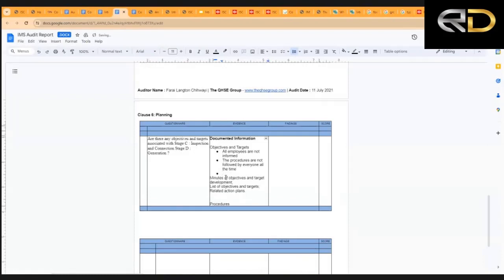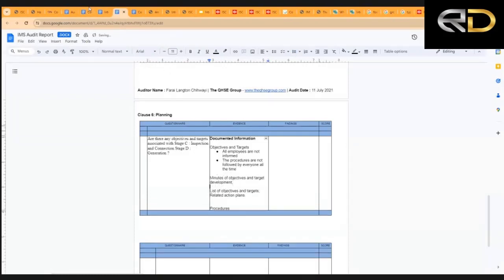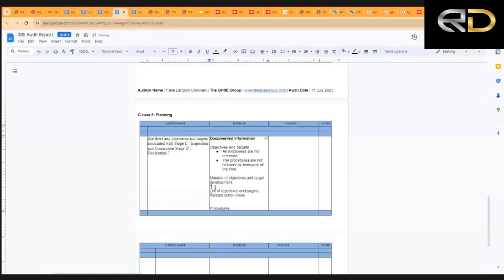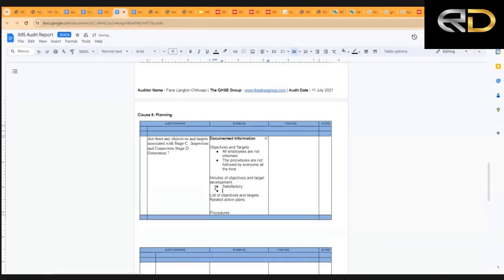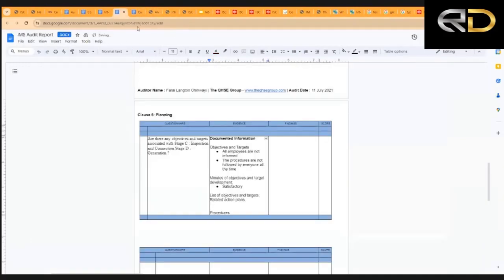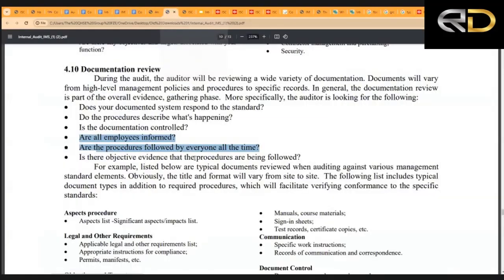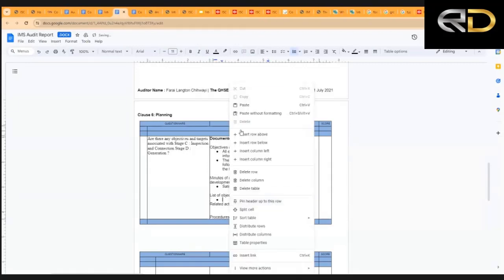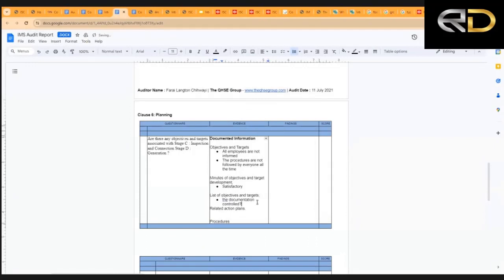Then we go on to the next one, which is the minutes of objectives and targets. Everything here was satisfactory. Everything that I was looking for, I found. Then you do the same for the list of objectives and targets. When I was looking for this, what I saw is that the documentation is not controlled. That is what you're doing in an IMS audit report. The report has to make sense to the people reading it.